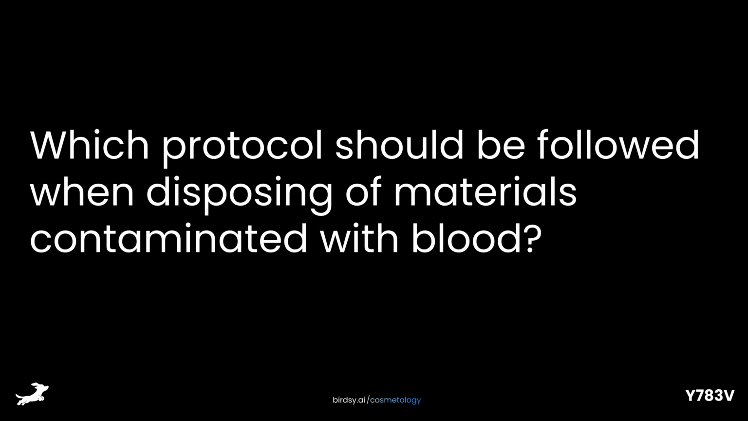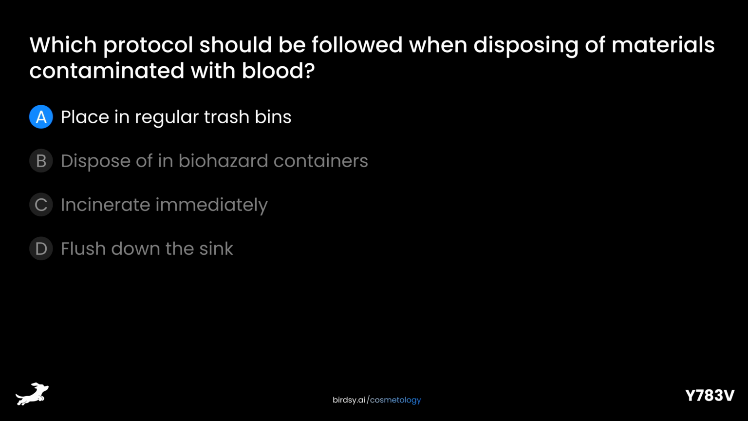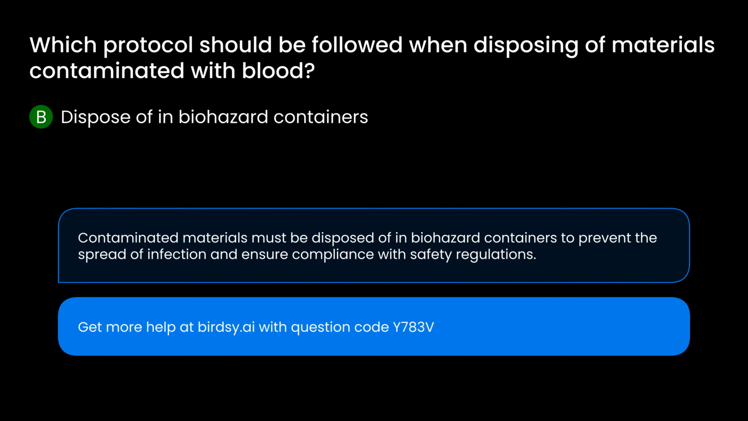Which protocol should be followed when disposing of materials contaminated with blood? Is it A, place in regular trash bins? B, dispose of in biohazard containers? C, incinerate immediately? Or D, flush down the sink? The answer is B, dispose of in biohazard containers. Contaminated materials must be disposed of in biohazard containers to prevent the spread of infection and ensure compliance with safety regulations.